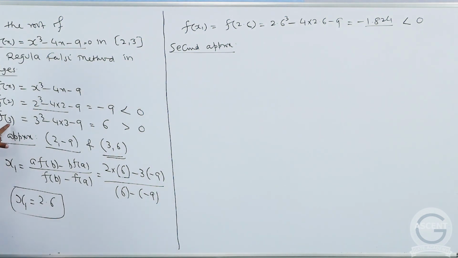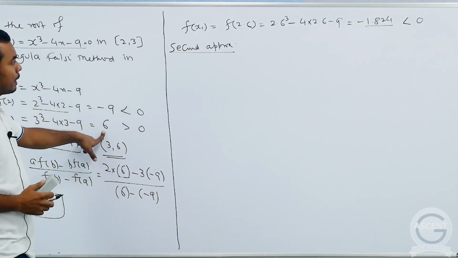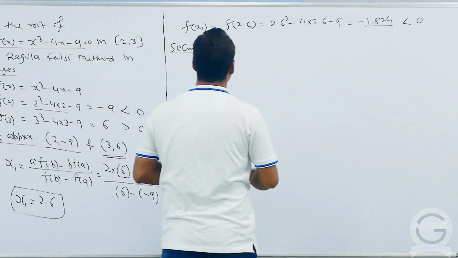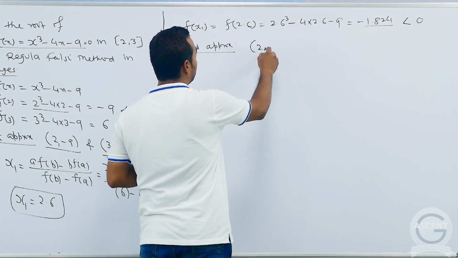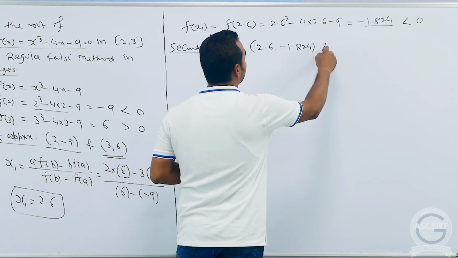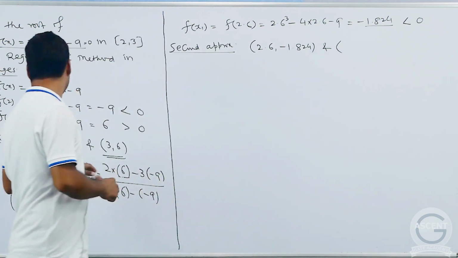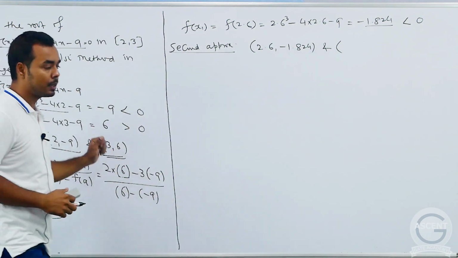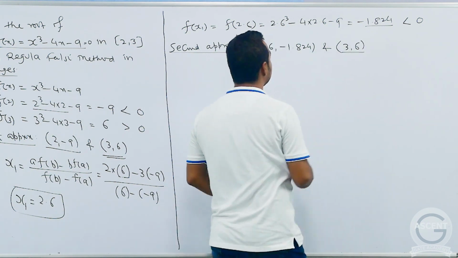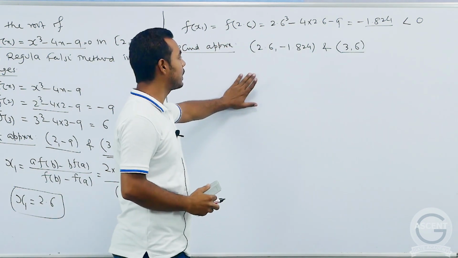So as you can see, at 3 we are getting positive value, and at 2.6 we are getting negative value. So now the points that we need to use are: one point x is 2.6, y is minus 1.824, and another point is when x is 3, the value of y is plus 6. So this will be 3, 6. These are the 2 points that we need to use for the next approximation.